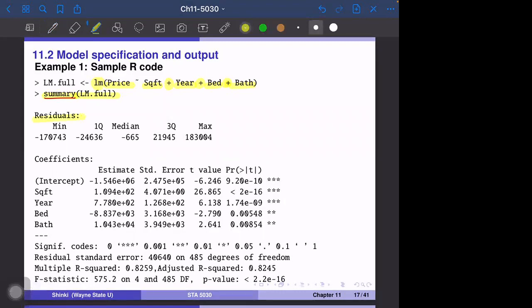At first, residuals. So this is the distribution of epsilon hat, so the error term, so observed error terms. So the minimum and median, maximum, and first quartile, third quartile. So that is 25 percentile, 75 percentile. So mean of epsilon hat is always 0, so it's not reported. So median is negative 665. So probably this distribution is skewed to the right a little bit.